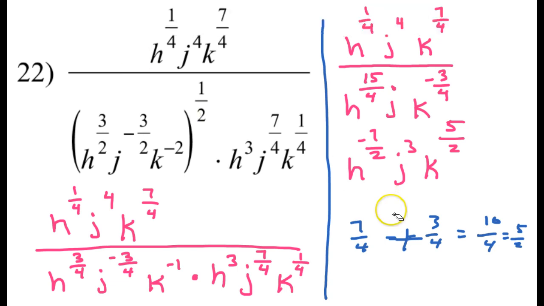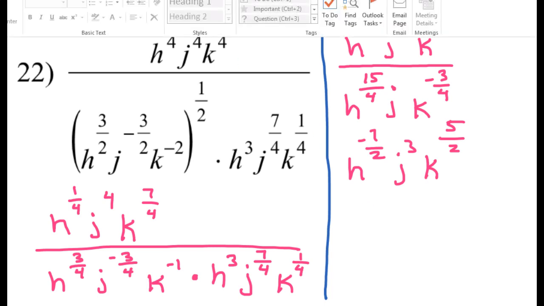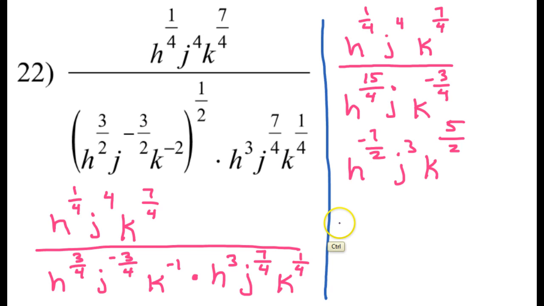Alright, 2 of these are fine, 1 of these is not fine. The h to the negative 7 over 2 power is not okay. Because it is a negative exponent, it will drop down to the denominator, and then I will have a fractional power in the denominator, and that's not allowed. So it's time for me to once again show you how to fix that. Here's what you do. Start with negative 7 over 2.